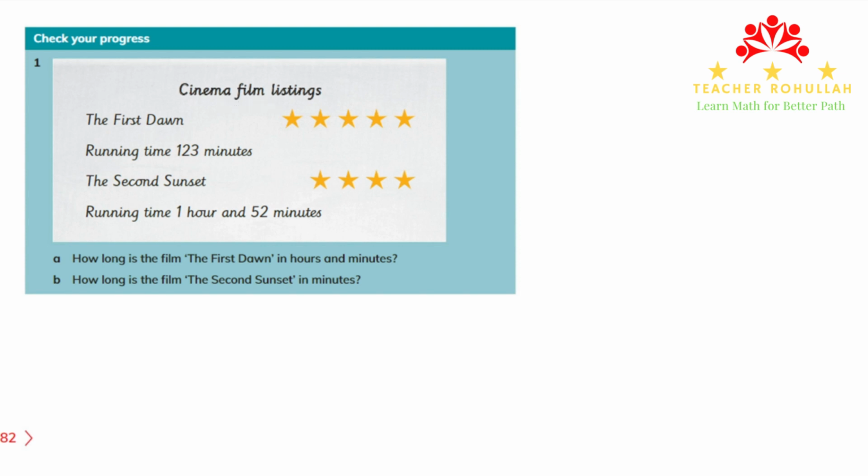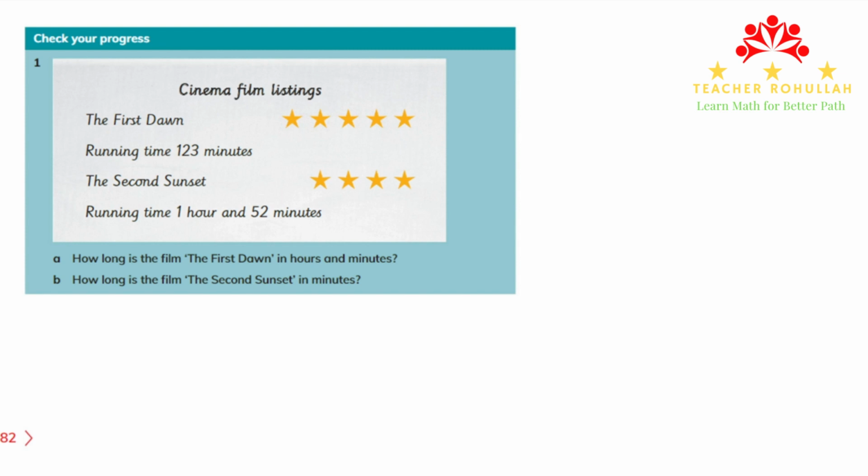The name of the first film is The First Dawn, which is a 5-star film, and the running time for this is 123 minutes. And the second one is The Second Sunset, a 4-star film, and the running time for this is 1 hour and 52 minutes.